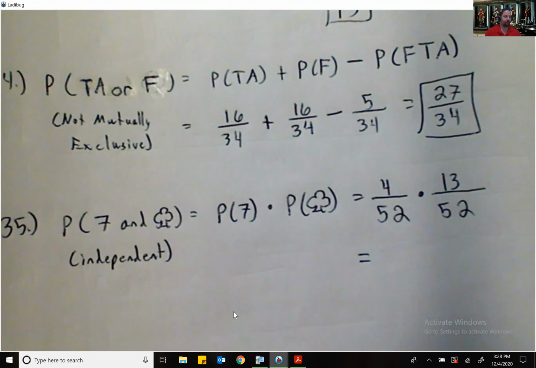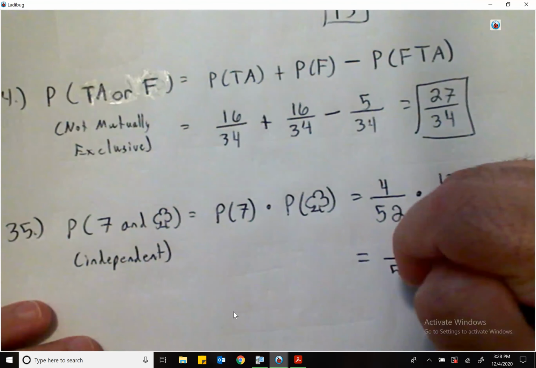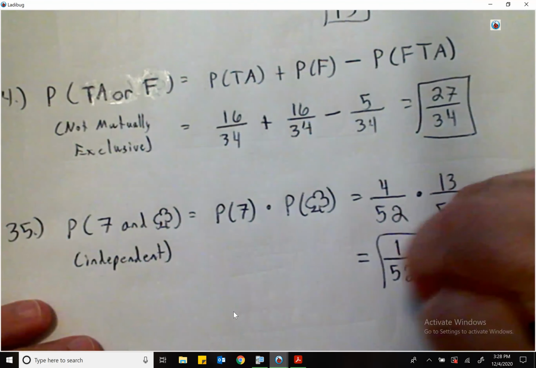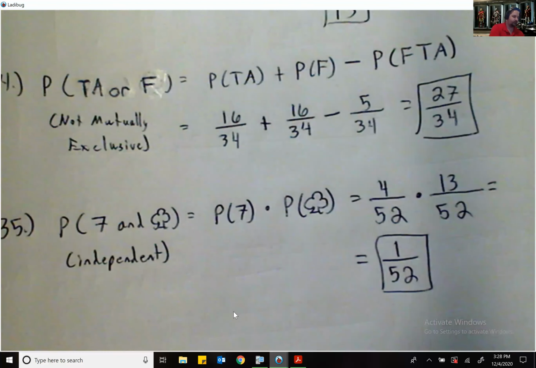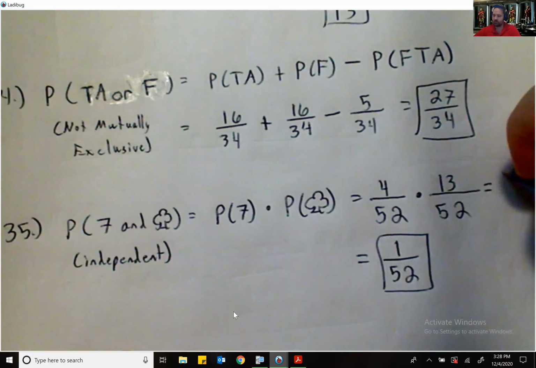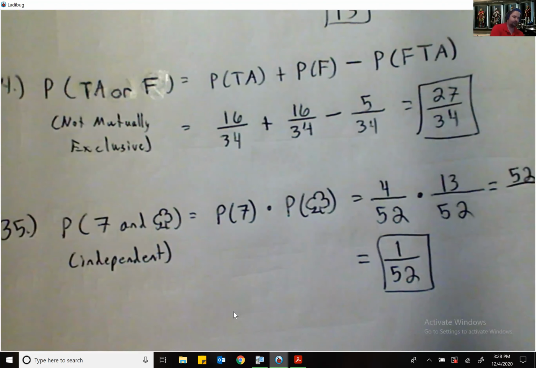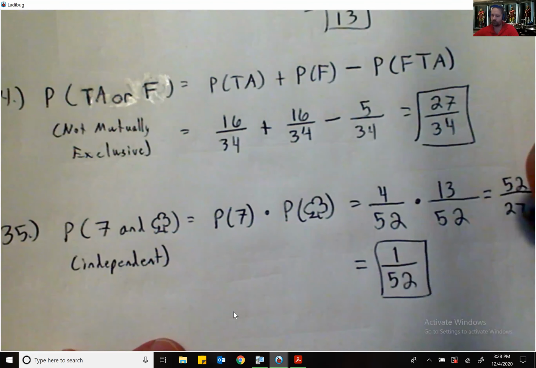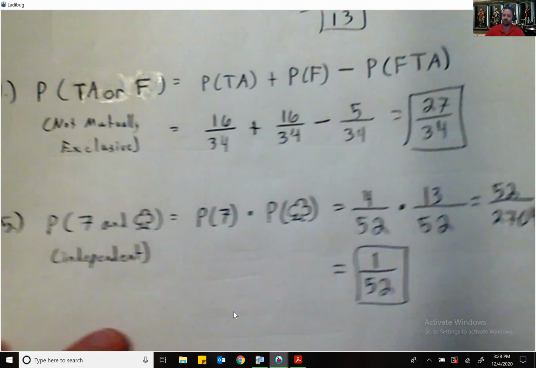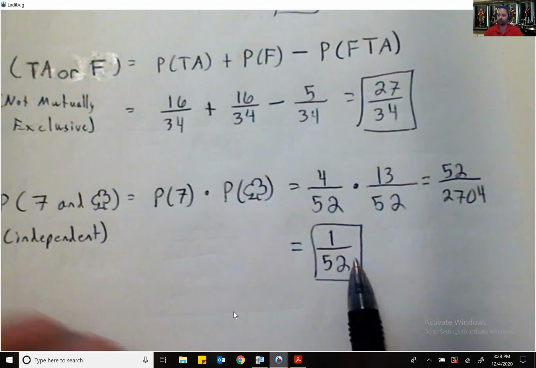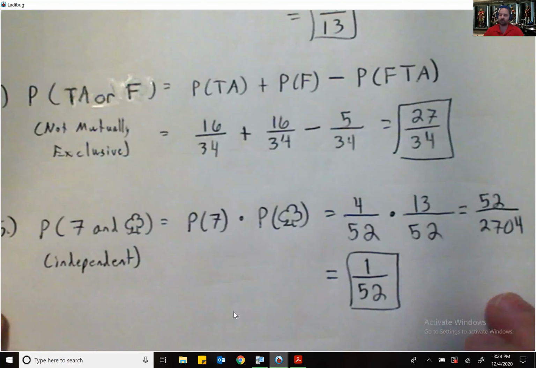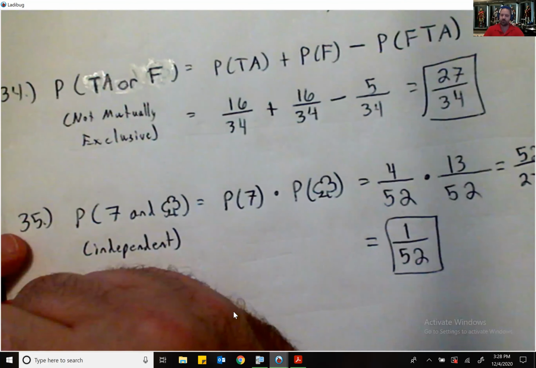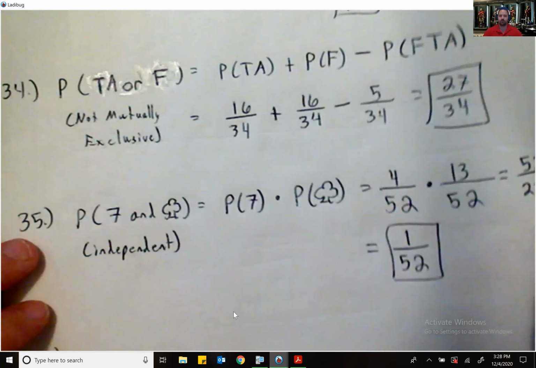What do you get? 1 over 52. You got it. 1 out of 52, because the original number gives you 52 out of 2,704, and that reduces down to 1 out of 52. Yay! 36. We're doing so good.